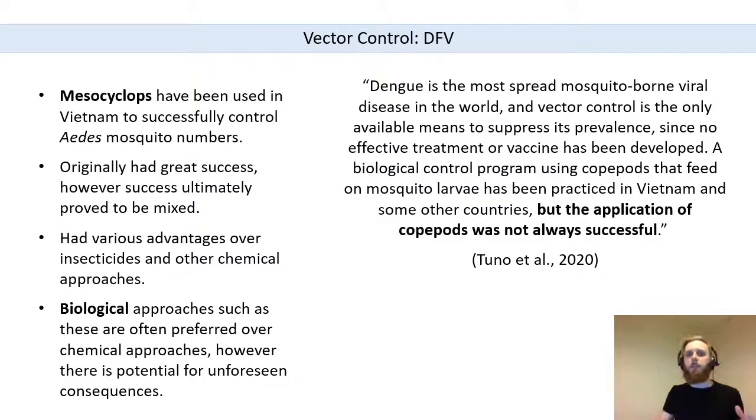That doesn't mean biological approaches aren't good. It doesn't mean they don't work. It just means that they can be quite complicated, and there's reams of examples out there in the literature of biological approaches that have been used with varying levels of success to reduce mosquito levels, so to target the vector.